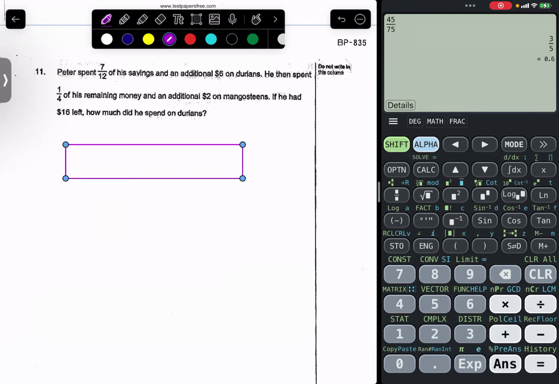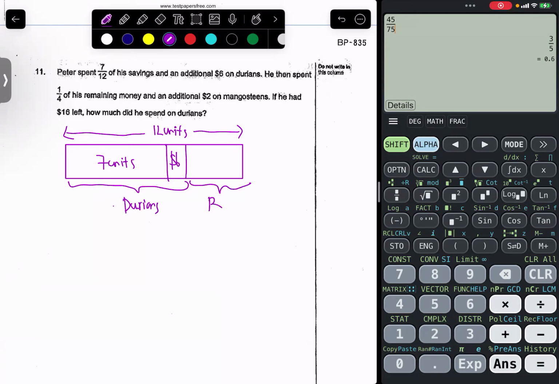Okay, now this big model is going to be 12 units at the start. So we make a random cut, 7 units plus an additional $6 on durian. Okay. So this is my remainder. So remainder, regroup.